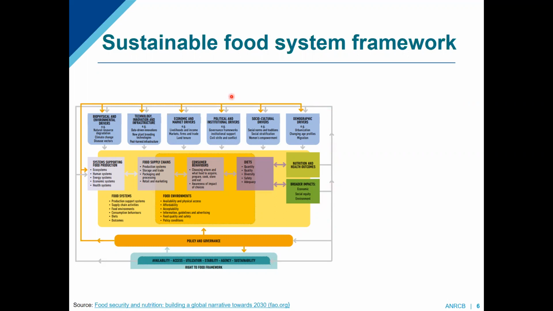Now, there are many drivers, and we'll talk through several of these. These could be environmental drivers, demographic, political, even drivers that can affect the food system in various ways. There's also policies and governance that will affect the food system. And underneath all of this is our concepts of both food security and the right to food for all people.